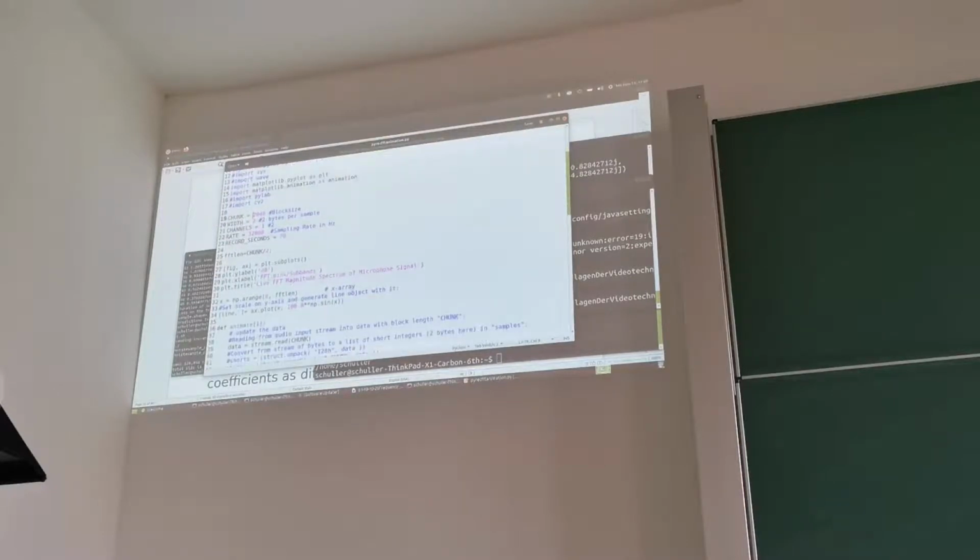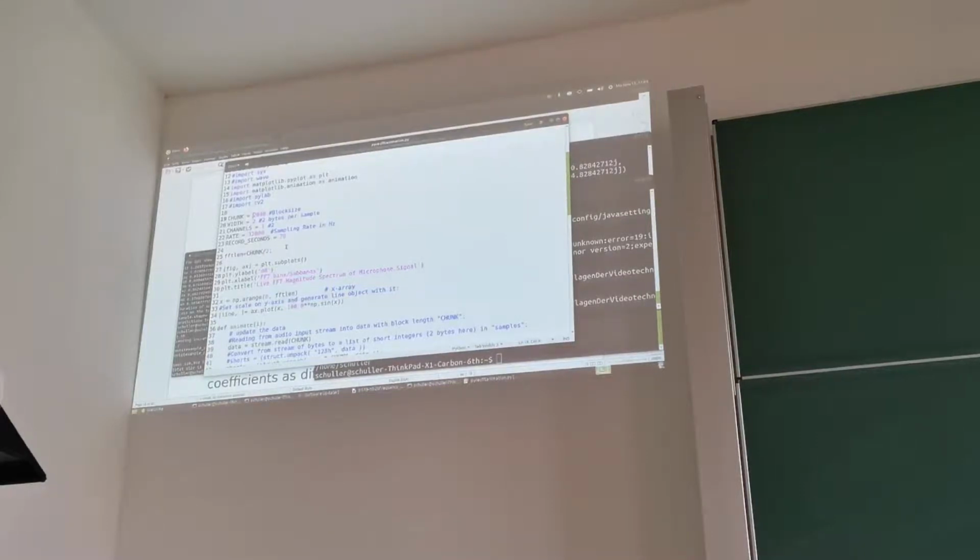So here I'm then defining the FFT length, which is only half the size of what I'm reading from the sound card. And this is a trick to make this run in real time, even on slow computers.